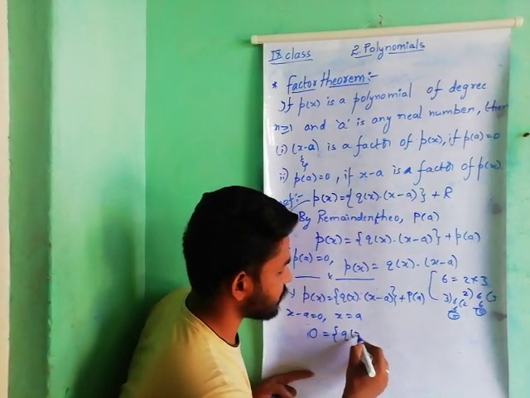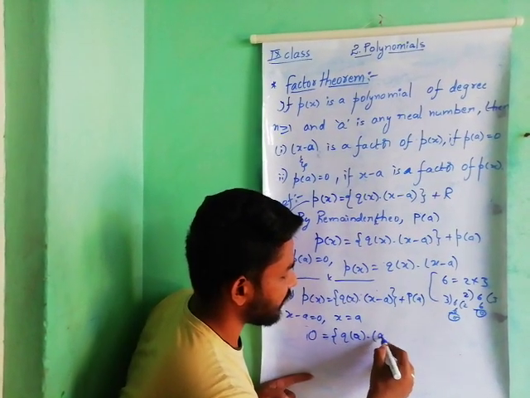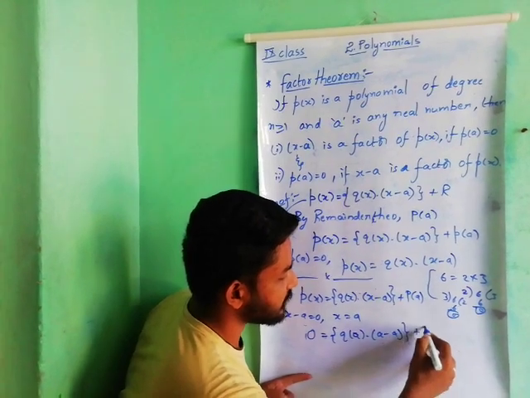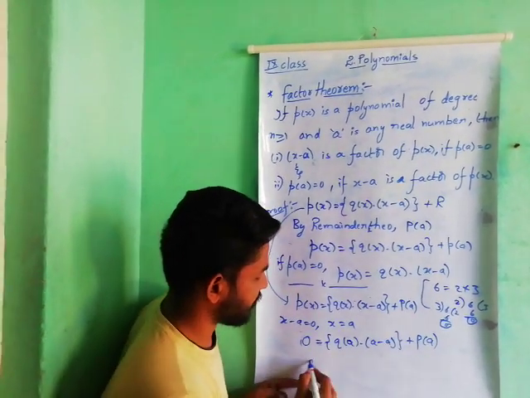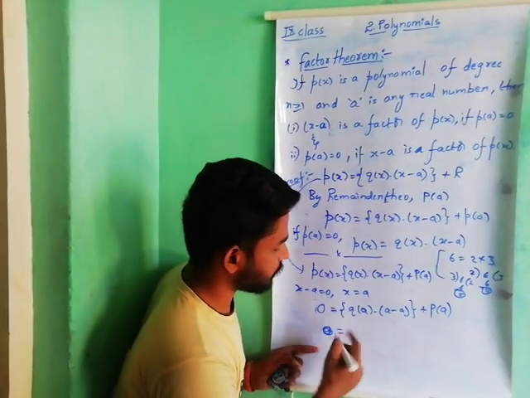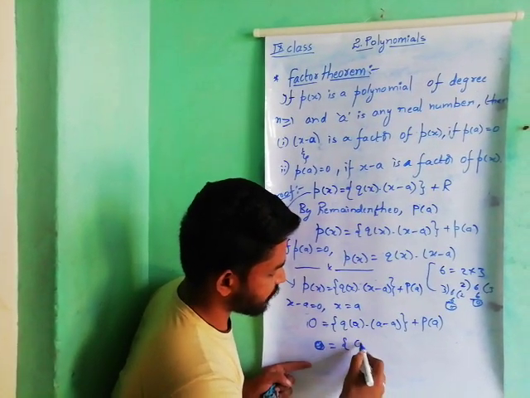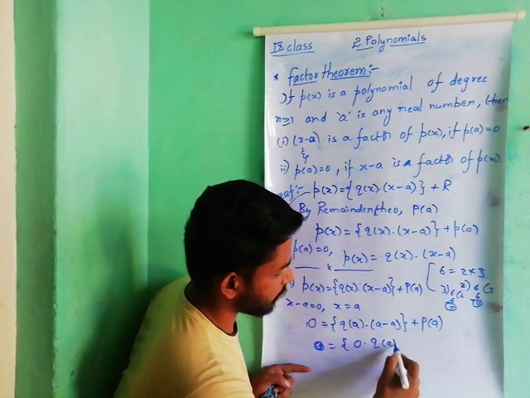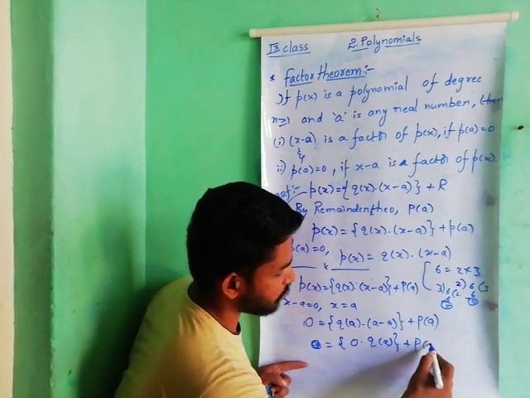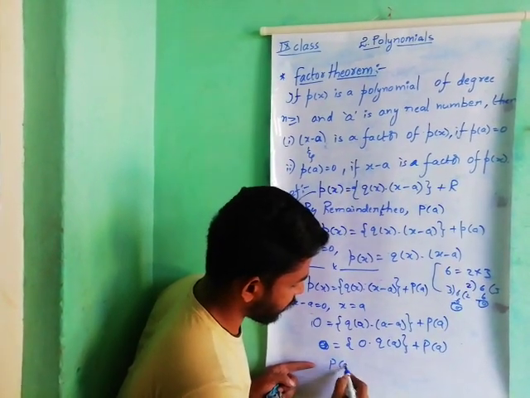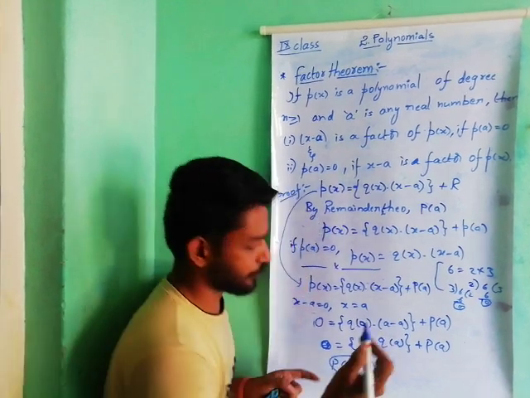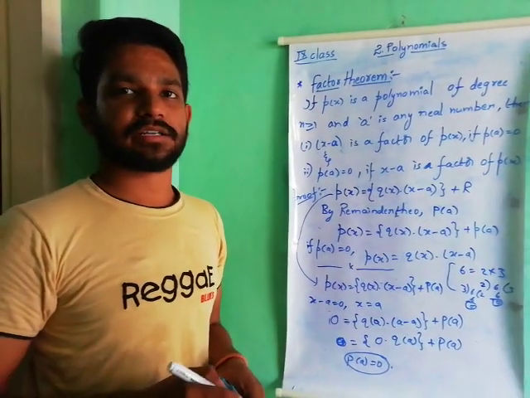So 0 is equal to q of a into a minus a plus p of a. That is 0 is equal to q of a into 0 plus p of a. So finally we get p of a is equal to 0. This is the proof of the factor theorem.